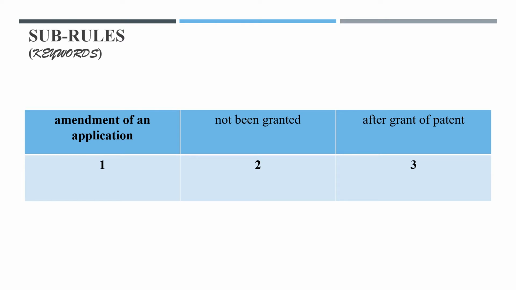For Rule number 81, there are three sub-rules. The key phrase for sub-rule 1 is amendment of an application. For sub-rule 2, the key phrase is not been granted. And for sub-rule 3, the key phrase is after grant of patent. Again, I have picked my own key terms. You can pick your own as per your intellect and try to remember them so that you can recall the gist of the sub-rules or the section as a whole.